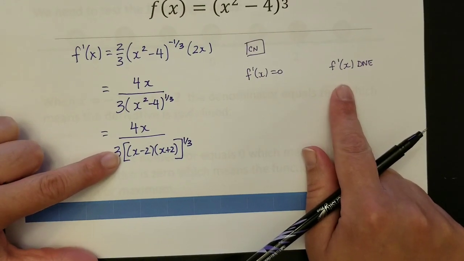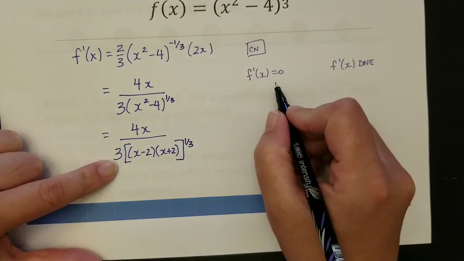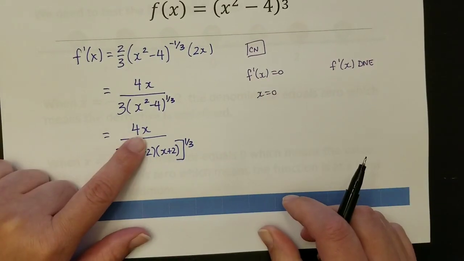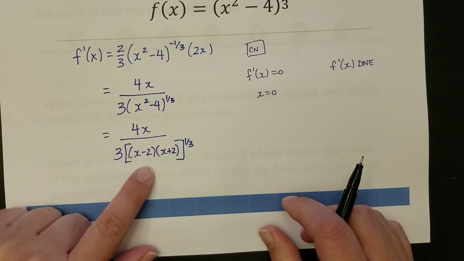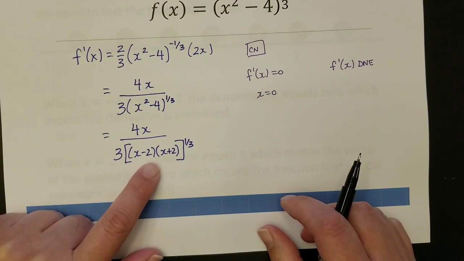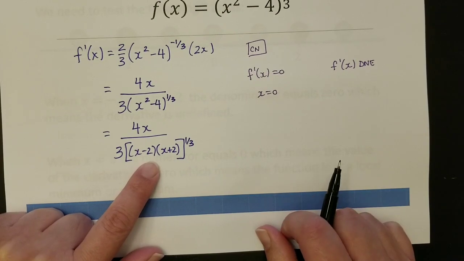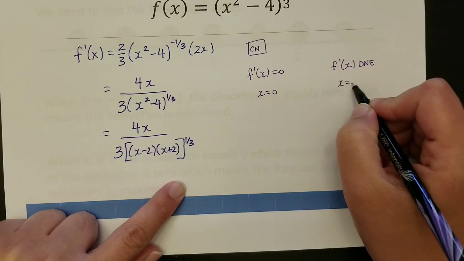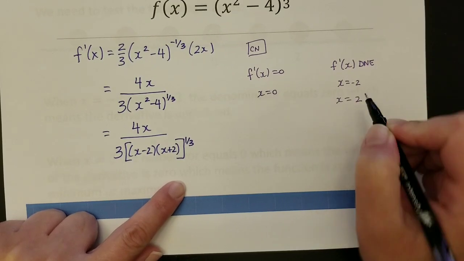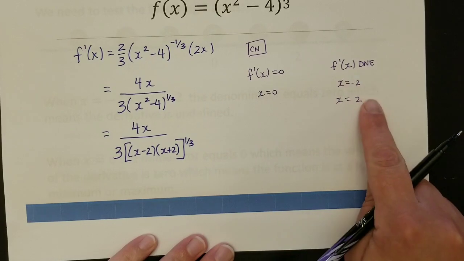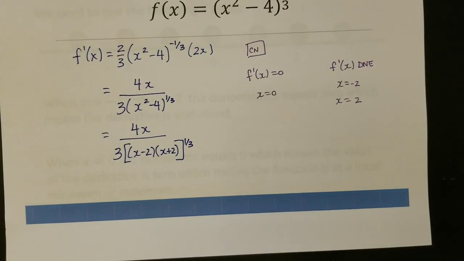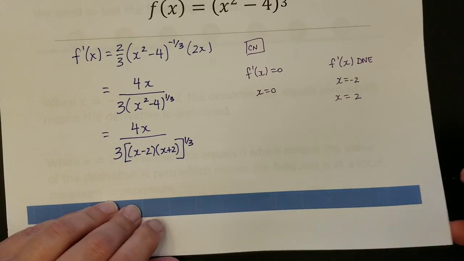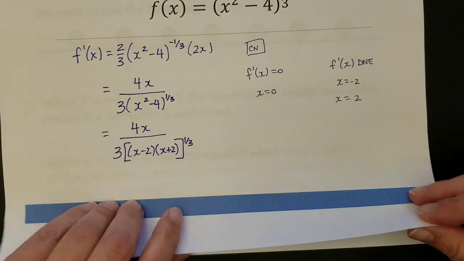Looking at my original derivative function, f prime of x equals 0 at x equals 0. That's when the numerator of the derivative is equal to 0. F prime of x does not exist where there are restrictions on the derivative function. That would be -2 and +2. So I end up getting 3 critical numbers from those 2 different categories of possible critical numbers, where the derivative is 0 and where it doesn't exist.